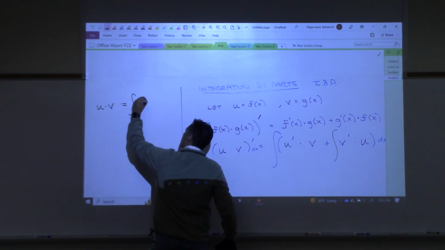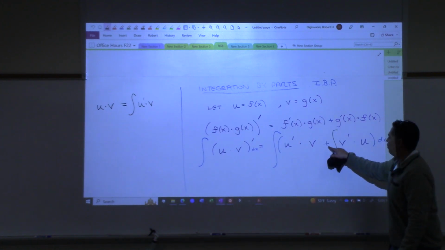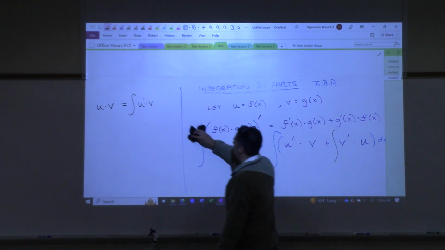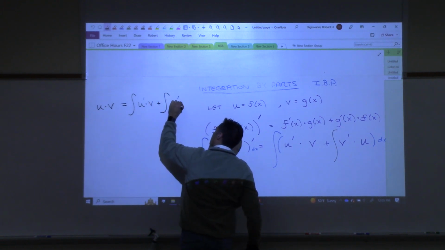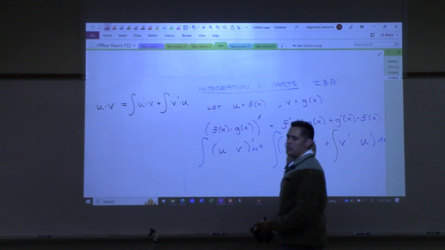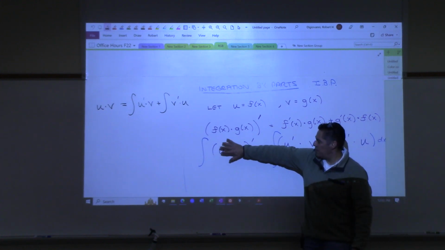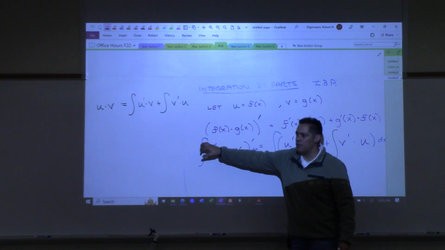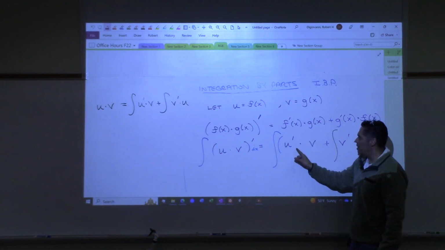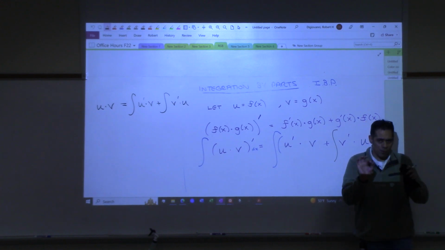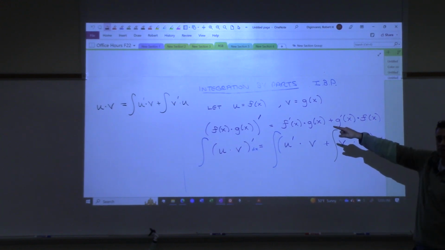Integral of U prime times V. That's it. That's what that is. And then plus the next one, which is the integral of V prime times U. See, those don't simplify. The left-hand side simplifies because it's this whole thing's derivative, then undo it. Here you can't do it because the derivative is only on one piece of the product. Are you okay with that?